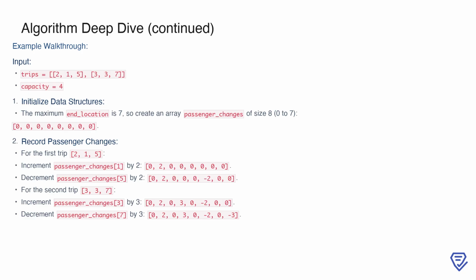The array becomes 0, 2, 0, 0, 0, -2, 0, 0. Next, for the trip [3, 3, 7], passengers board at stop 3, so we increment passenger_changes[3] by 3. They disembark at stop 7, so we decrement passenger_changes[7] by 3. The final array is 0, 2, 0, 3, 0, -2, 0, -3, which now reflects the net change in passengers at each stop.